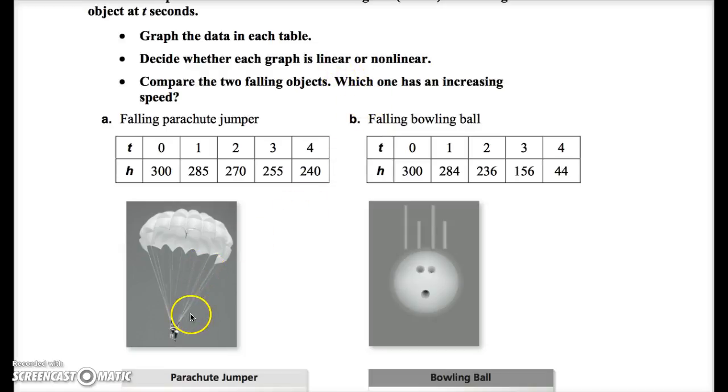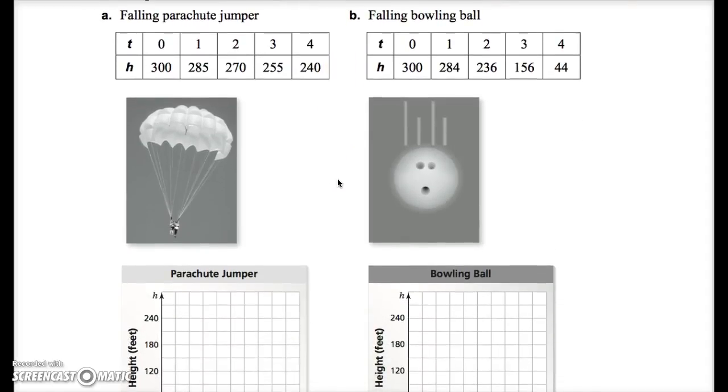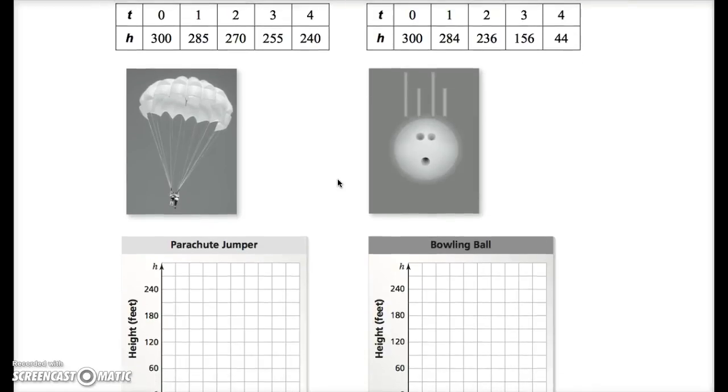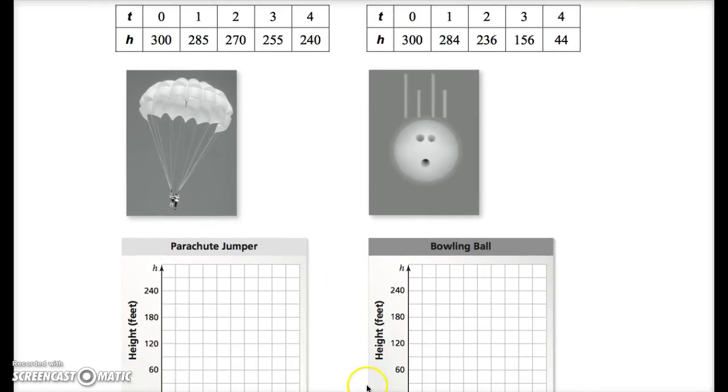If you think of somebody parachuting down and then a bowling ball falling, which one would have an increasing speed? You can think about that. And then when we're done, you can look back and see if what you thought was right or not. So first of all, let's look at the falling parachute jumper. Okay, so here's our table.